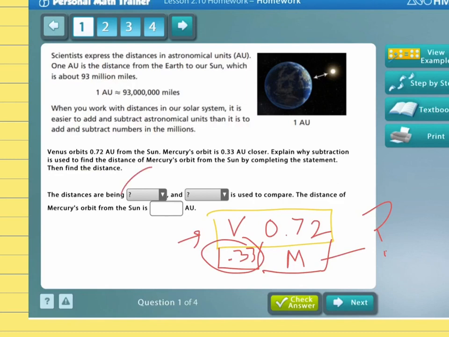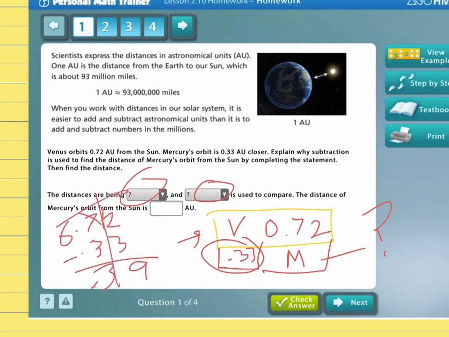So the distances are being compared, and AUs is used to compare. So the distance is, and then you just subtract these two to find the answer. So that difference is 39 hundredths AUs. Make sure you put the label there.